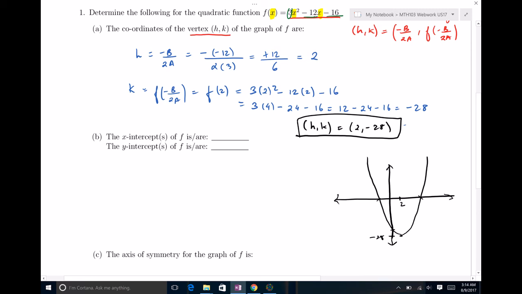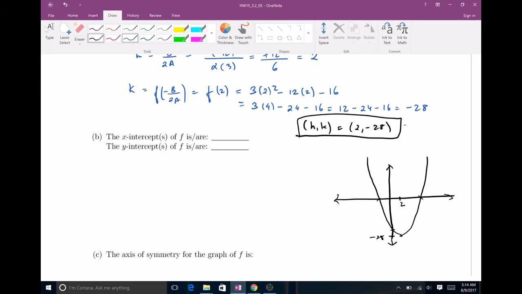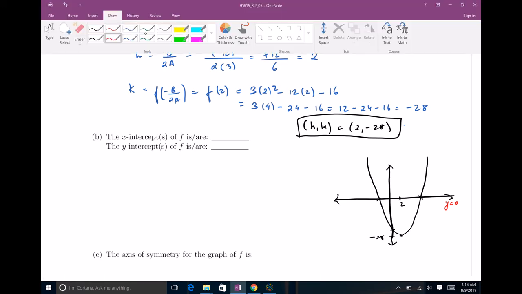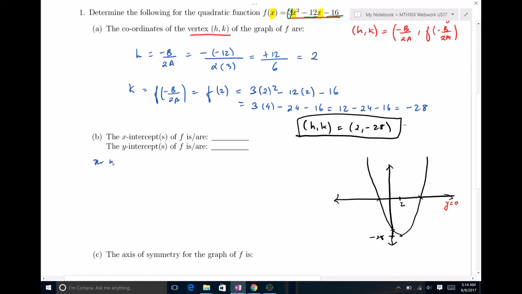Now the x-intercepts are given by the points where the graph cuts the x-axis, and so in order to find the x-intercepts, we're going to plug in the equation of the x-axis, which is y equals 0. So in order to find the x-intercepts, we're going to set y equals 0 in the equation, which means 3x squared minus 12x minus 16 equals 0. Now this is going to be a tricky one. I'm going to need to use the quadratic formula to come up with the factors of this.